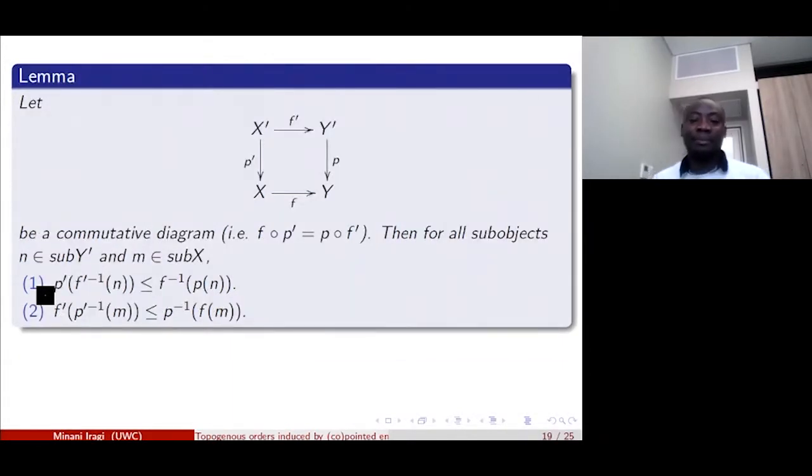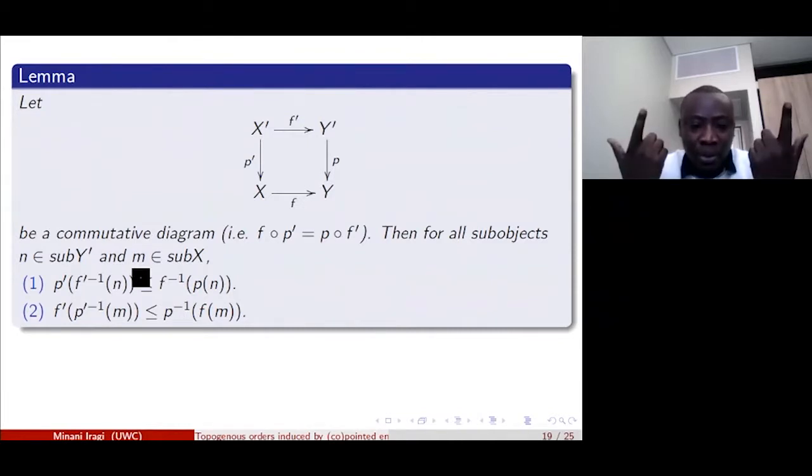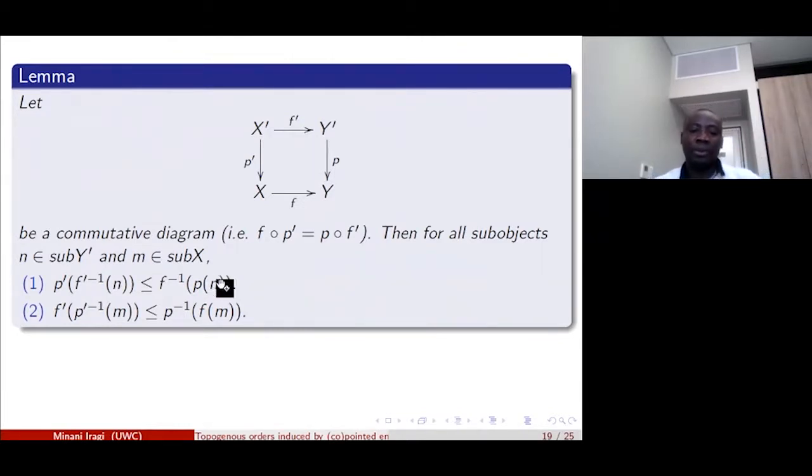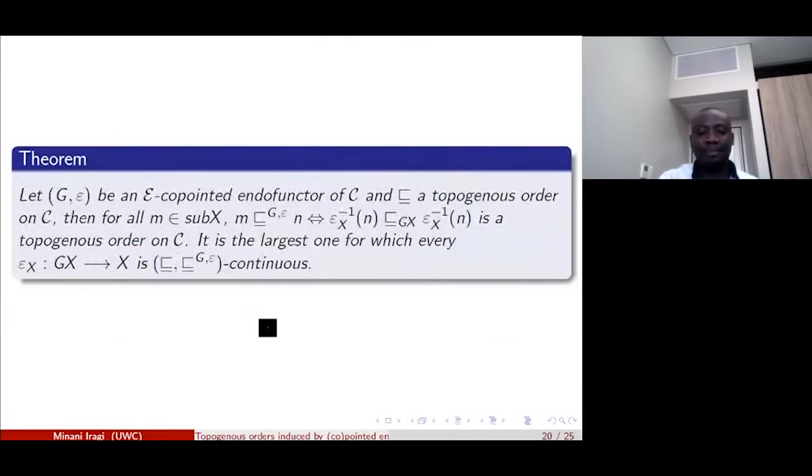Next, before we get to the next result, let's recall this commutative diagram because we shall use it. The lemma says whenever one has a commutative diagram, we can also apply the image assumption that is used for every morphism as we saw earlier on. These two will be important for our result. Now, the next is that this time when we put the co-pointed endofunctor, which is a dual of the pointed functor, each of these morphisms has to also be continuous. Then we can this time construct the largest order for which each of these morphisms is continuous with respect to the old and the new one.